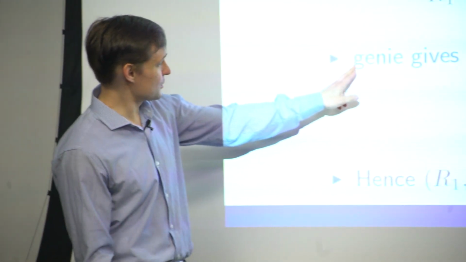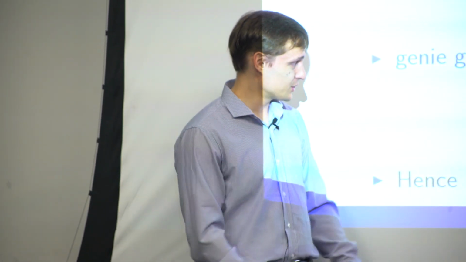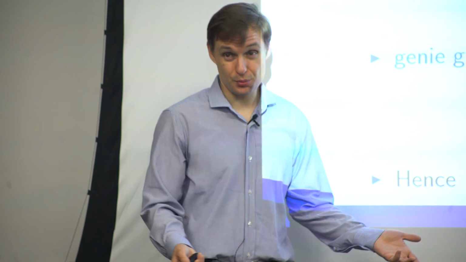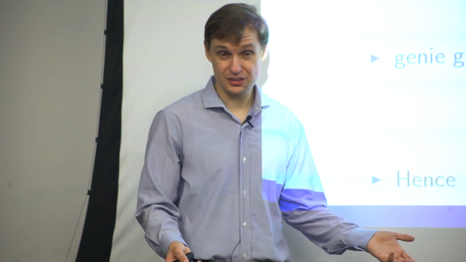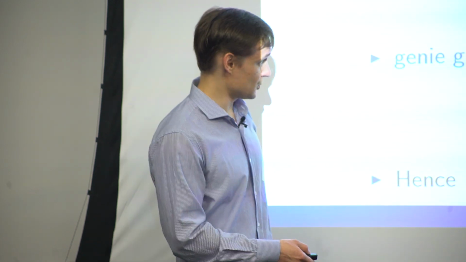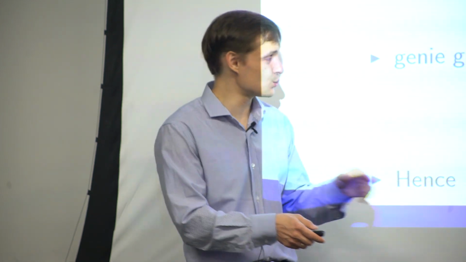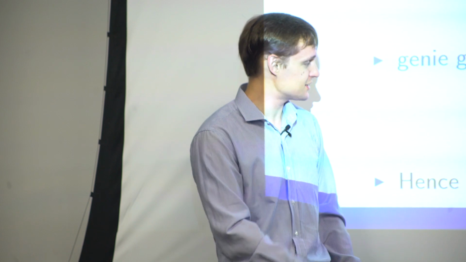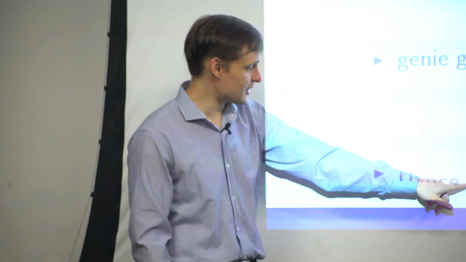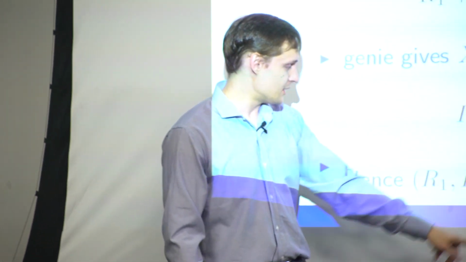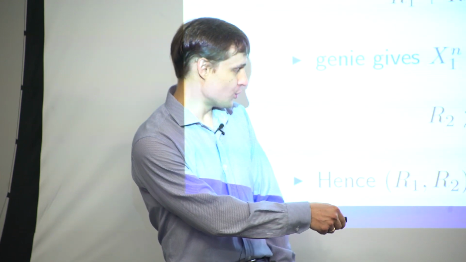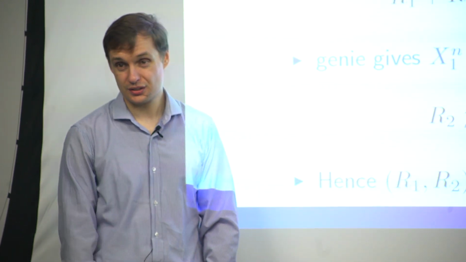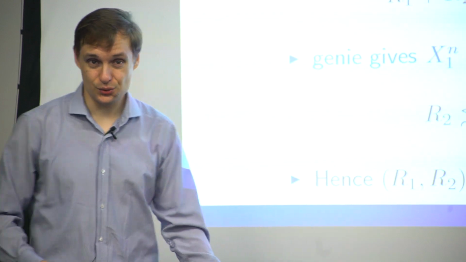Now you say, all right, if a genie gives x1^n to the decoder, then probability of error cannot increase. If x1 is known at the decoder, then the job of decoding x2 becomes communication through this conditional channel. Again by Fano's inequality, R2 should be upper bounded by this. Then you can conclude that (R1, R2) belongs to this convex combination of these pentagons. So that's the converse.